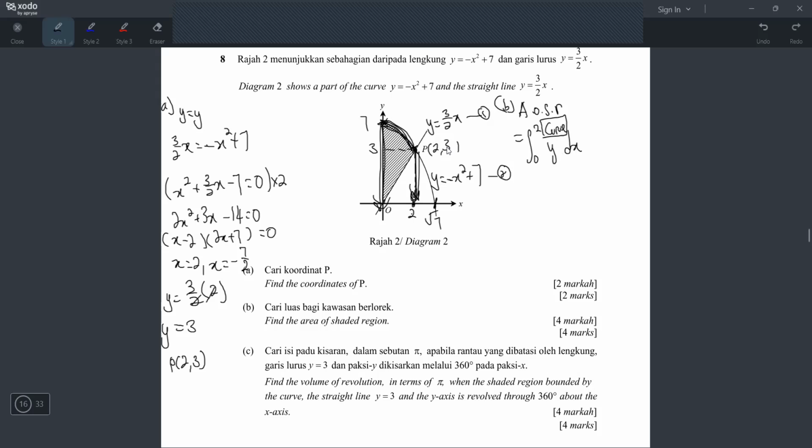But if you do it like this, you are finding this whole area, including the triangle here, right? That's why you have to minus this area, right? And how to get this area? Integrate 2, 0, y dx. And the y you replace with the straight line equation, okay? Or you can use the area of triangle formula, because this is actually a triangle, right? And how to get area of triangle? 1 over 2 times base times height. The base is 2, the height is 3.